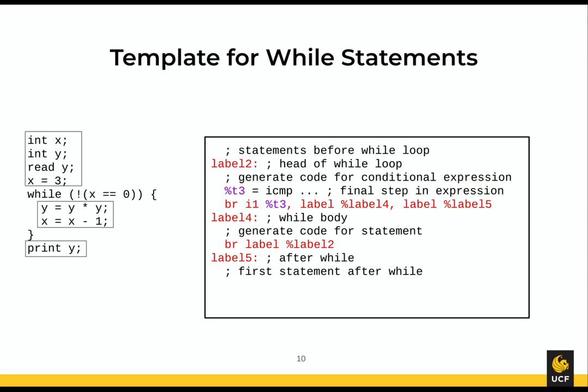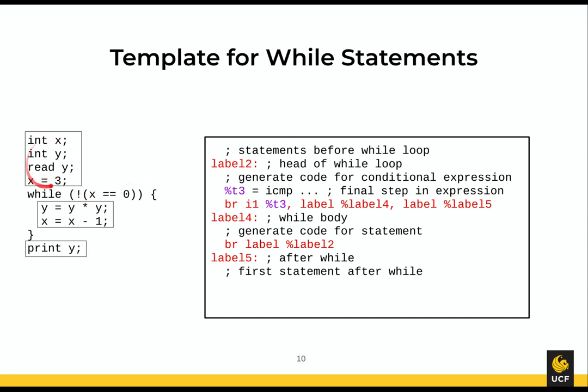The difference is inside of the body there is this unconditional branch. So in LLVM, an unconditional branch just takes a single label and that's it. It just means it always jumps to that label. And where does it jump to? Well, it jumps to the start of the code that computes the conditional expression. So you can call this the head of the while loop. That is this code right here.